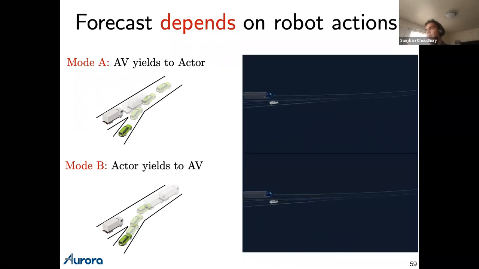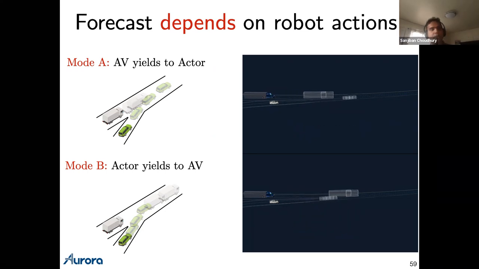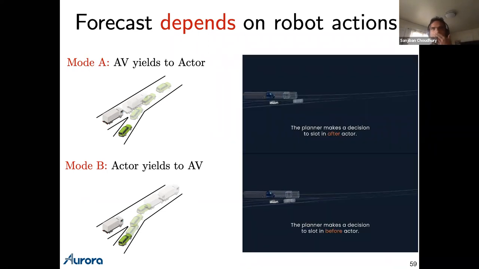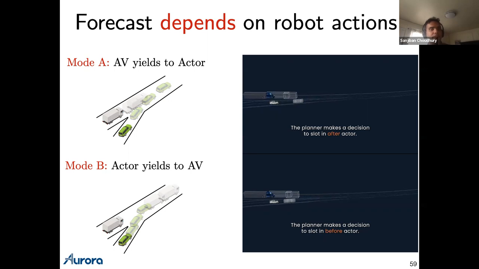Now, at this point, a common answer is, why don't you just have a forecast that can reason about multiple modes? That's a good suggestion. You can train a mixture of Gaussians and hopefully that'll give you two modes. But that doesn't quite solve the problem, because these modes depend on the decisions that the AV is making. If the AV is choosing to yield to the actor, you pretty much know that the actor is going to go ahead of the AV, and vice versa.